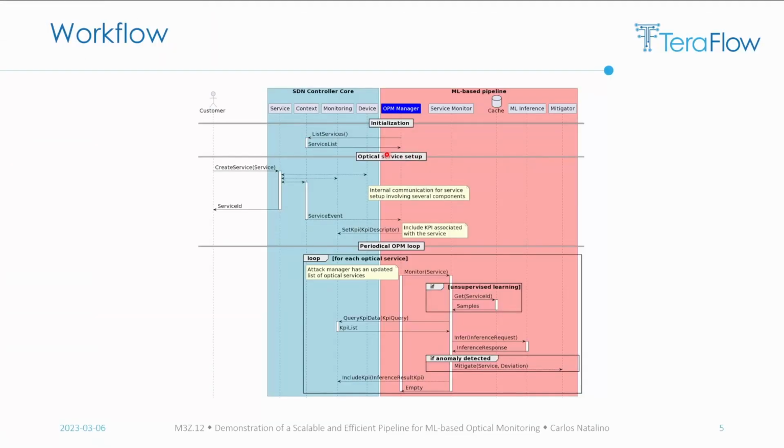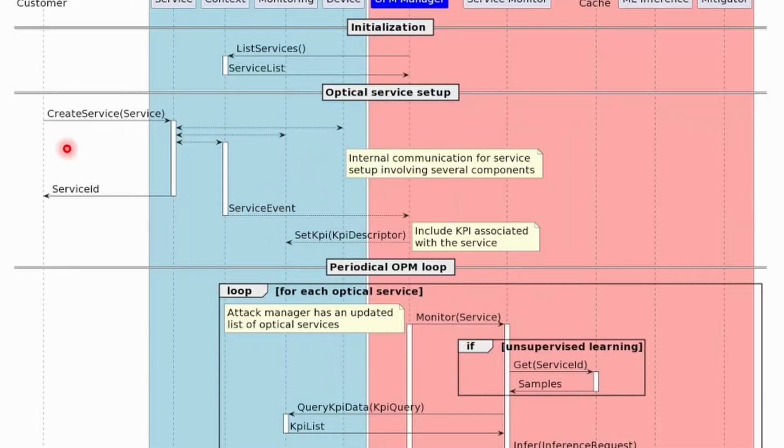Then, during the operation, the OPM manager also connects with your SDN controller core in order to get service events. These are notifications whenever new services are created or existing services are deleted. And these 2 procedures, the initialization and the service setup, allow the manager to maintain an updated list of the current optical services running in your SDN controller.